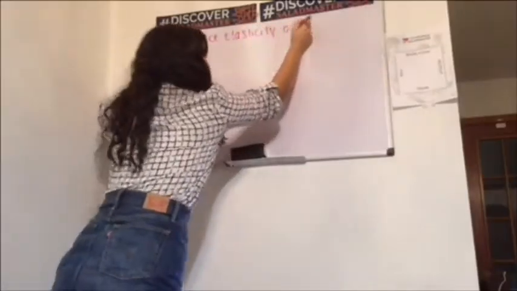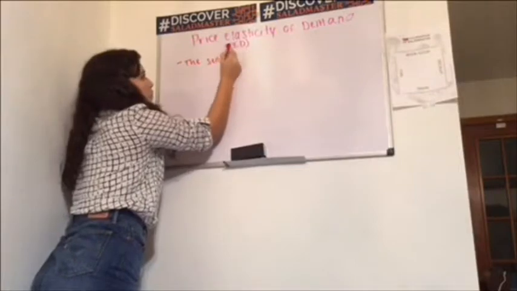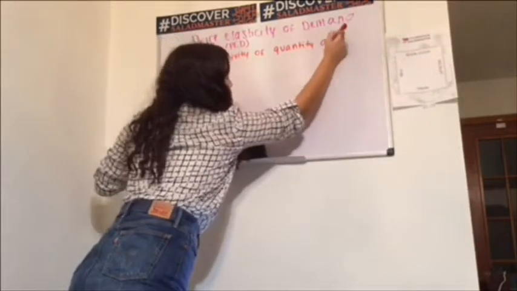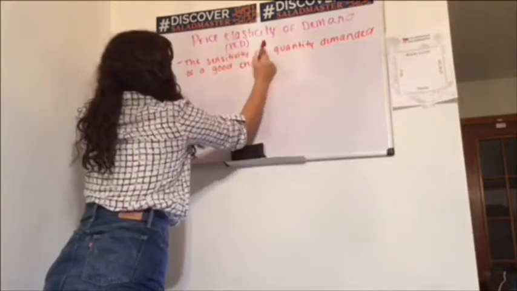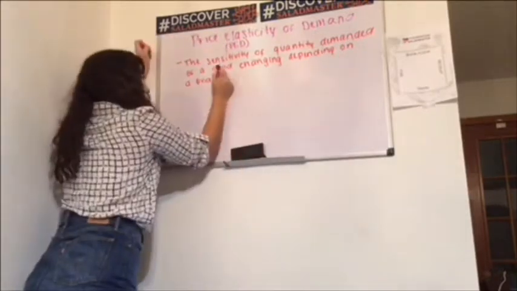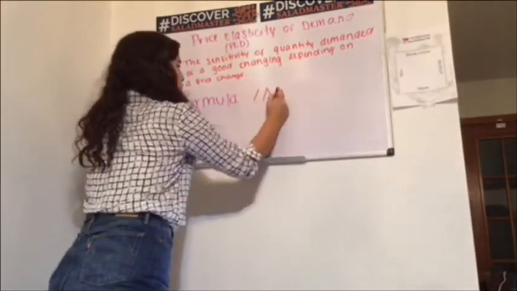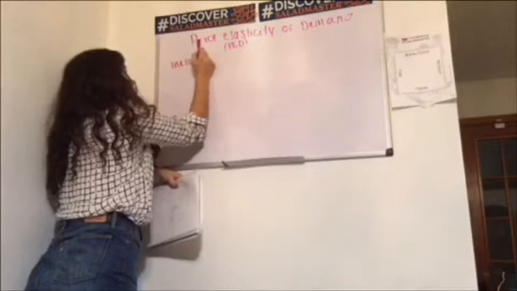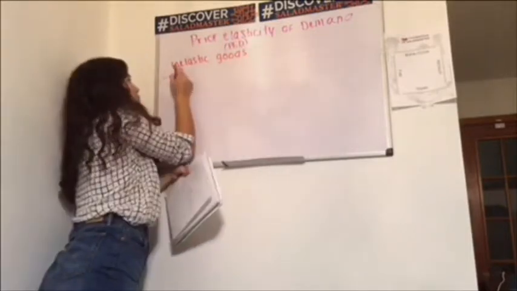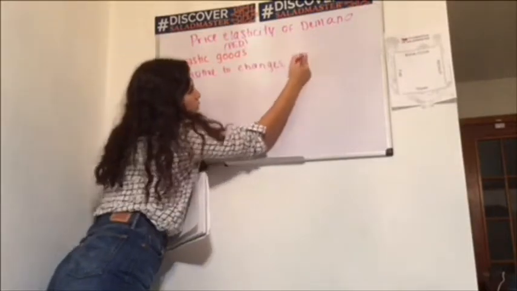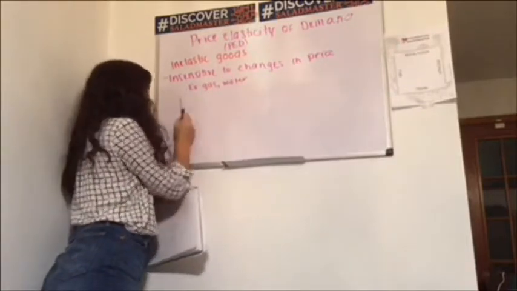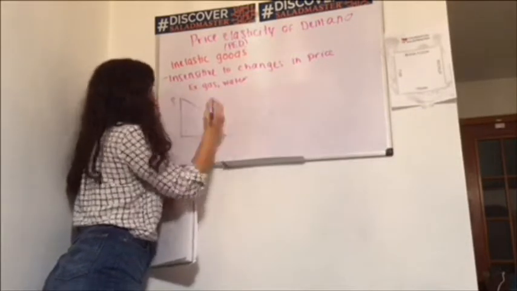Price elasticity of demand, PED, is defined as the sensitivity of quantity demanded of a good changing depending on a price change. The formula for PED is the percentage change in quantity demanded over the percentage change in price. PED is used to differentiate between inelastic and elastic goods. An inelastic good is a good that is insensitive to changes in price. Examples of these are gas and water.